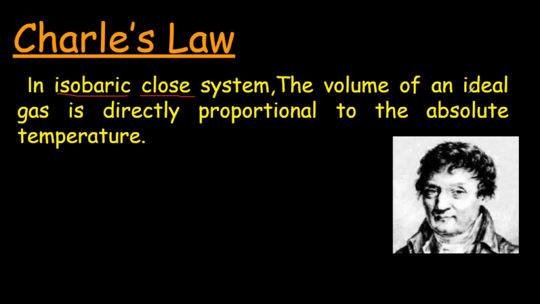Thirdly, the gas should be ideal, which means the gaseous system should be maintained under ideal conditions. The pressure applied to the system should not be very high and the temperature applied to the system should not be very low so that a gas can behave ideally. Fourthly, the temperature measurement should be taken in Kelvin scale, the absolute temperature scale. Then we can devise a direct relation between volume and temperature and a graph like this.